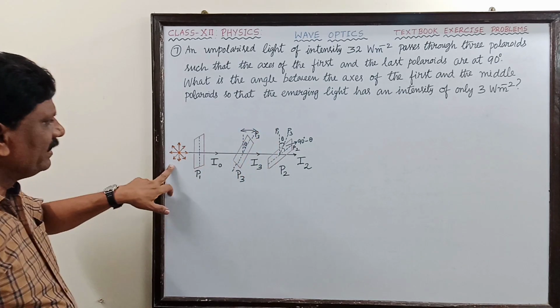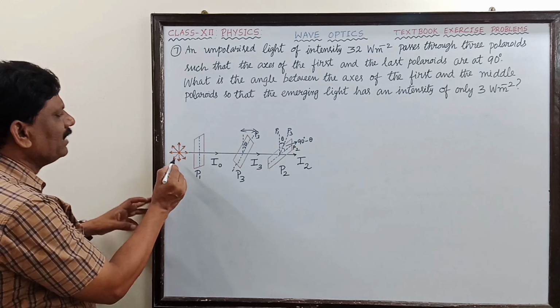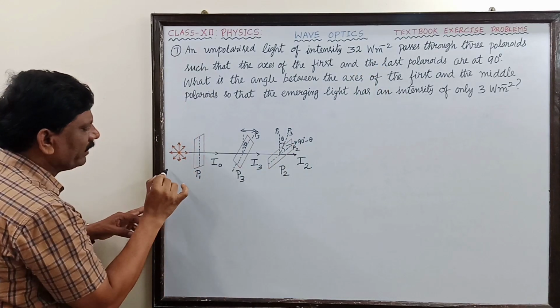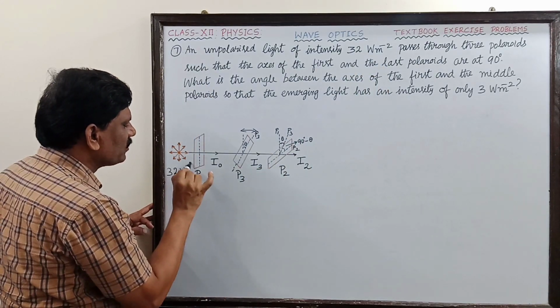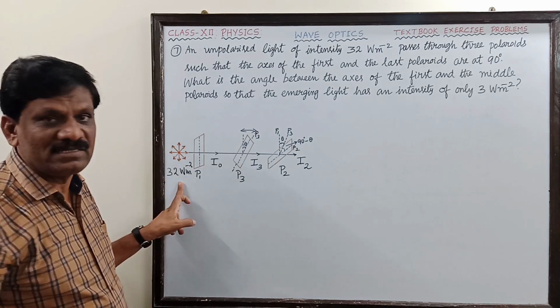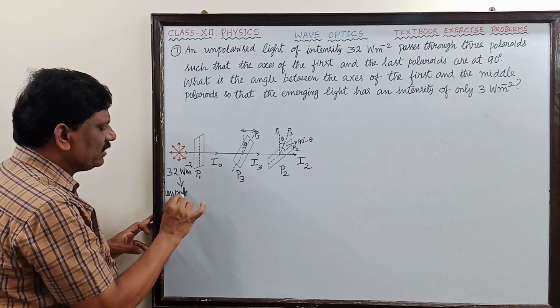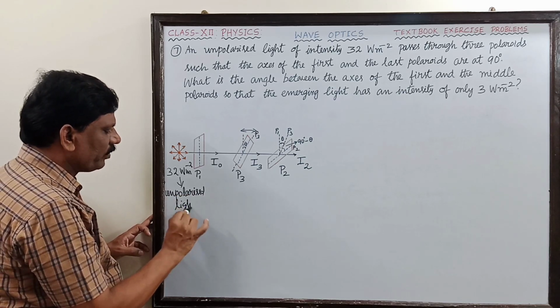What type of light is the initial light? Is unpolarized light, isn't it? So this unpolarized light is having an intensity of 32 watt per meter square. This is unpolarized. Okay, this light is the intensity of the unpolarized light.